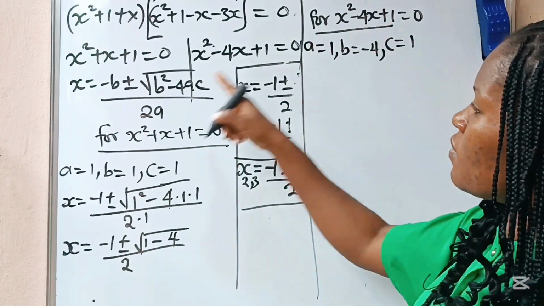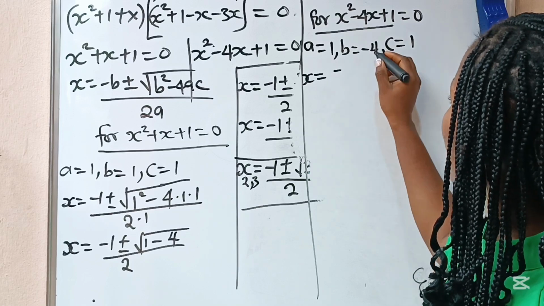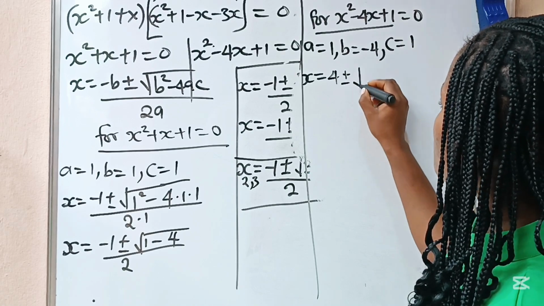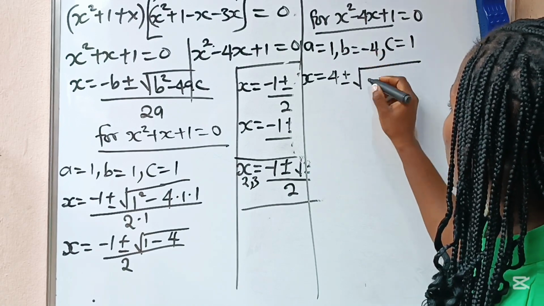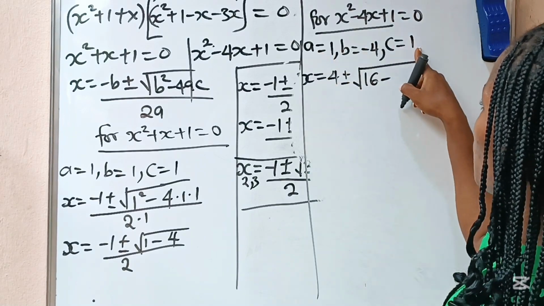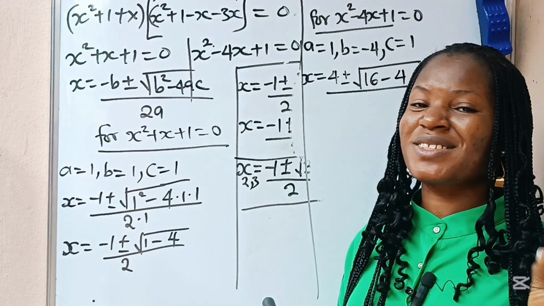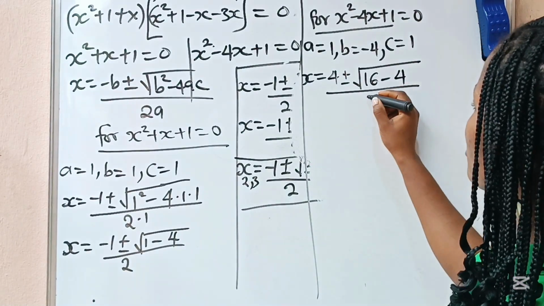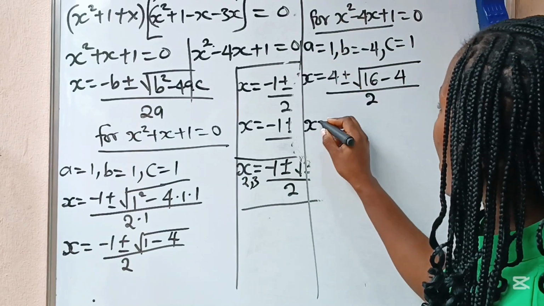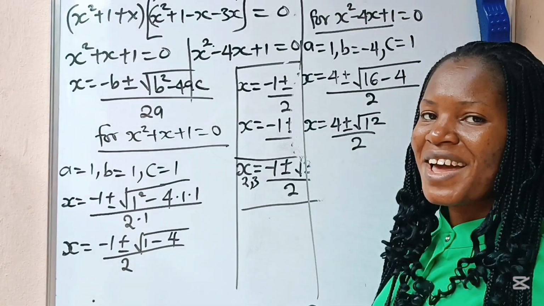If we substitute these values, we have that x is equal to minus of minus 4, which is plus 4, plus or minus the square root of b squared, that is minus 4 squared, which is 16, minus 4ac, that is 4 times 1 times 1, which gives us 4. I'm trying to skip some steps because this video is taking too long. All of this is divided by 2 times a, that is 2 times 1, which is still 2. Therefore, our x is 4 plus or minus the square root of 12, everything divided by 2.